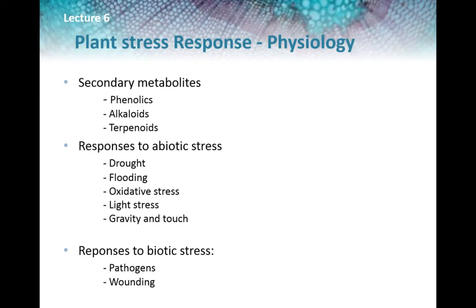We will follow that up with secondary metabolites, which include phenolics, alkaloids, and terpenoids. After that, we will go over some plant responses to abiotic stresses such as drought, flooding, oxidative stress, light stress, and gravity and touch. We will finish the lecture by discussing some responses to biotic stresses such as pathogens and wounding.